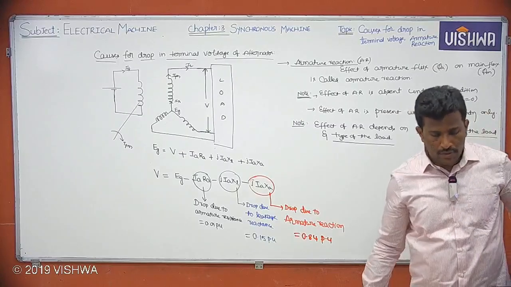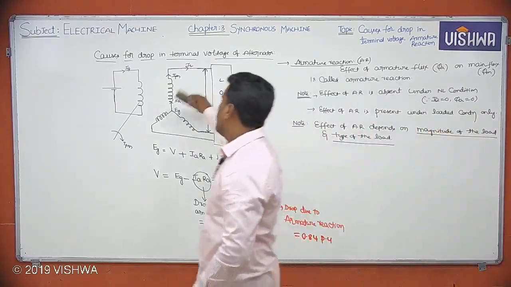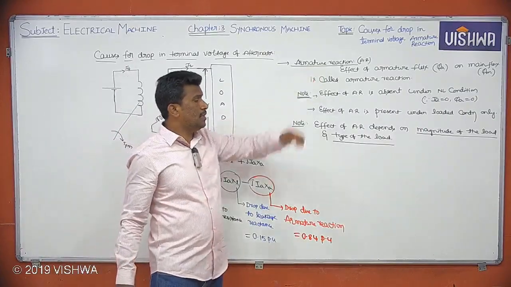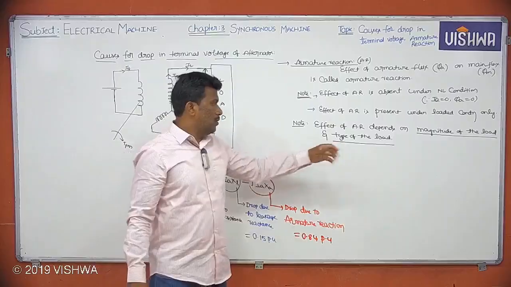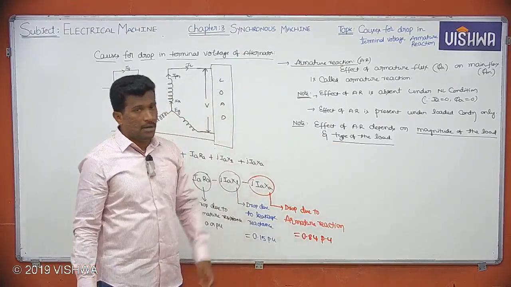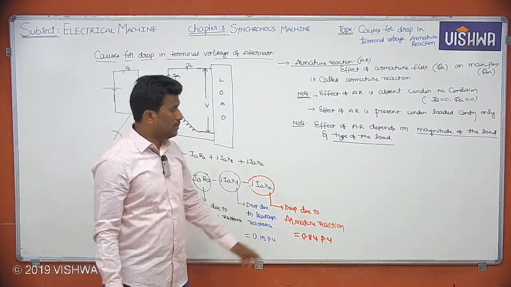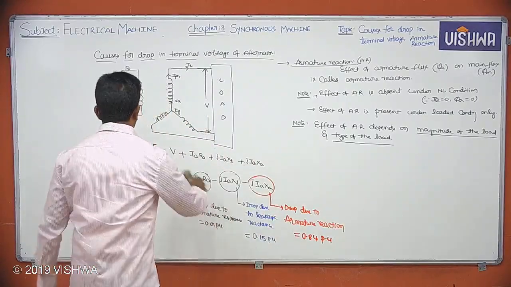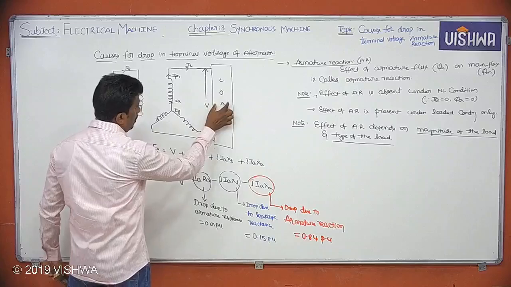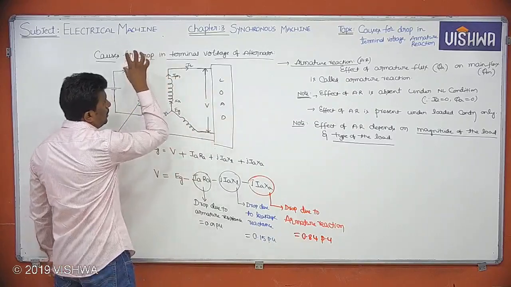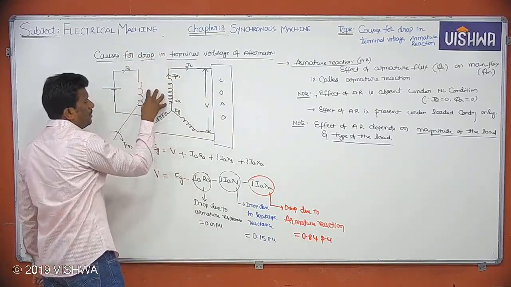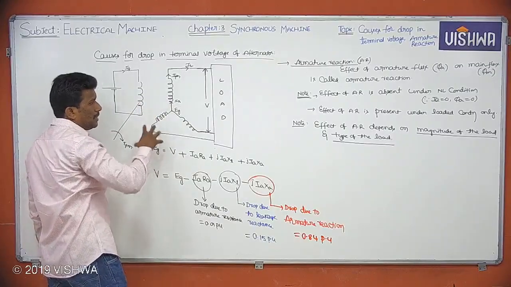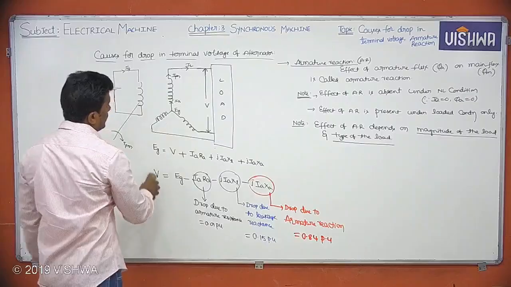Right. Now let me erase this one. We had started the armature reaction topic here. Now I told you it depends on magnitude of the load and the type of the load. I'll take different loads and let us see the effect of armature reaction. In place of this load, first I'll take UPF, next ZPF lag, ZPF lead, 0.8 lag, 0.8 lead. Like that we'll take different loads and see what is the effect of armature reaction.